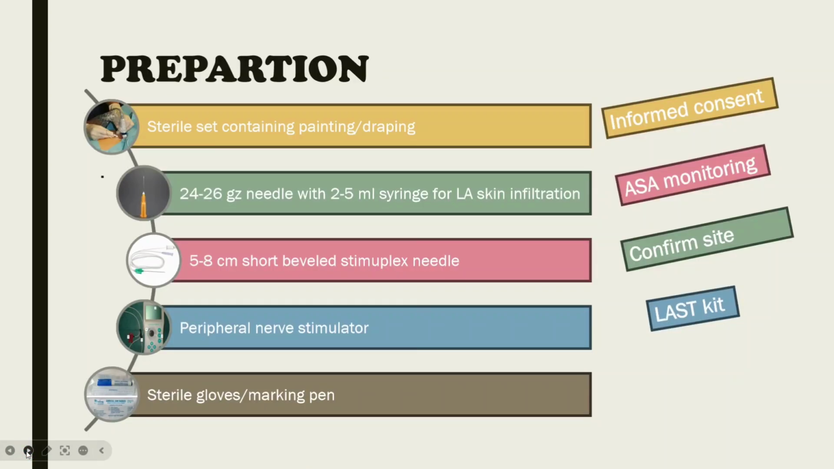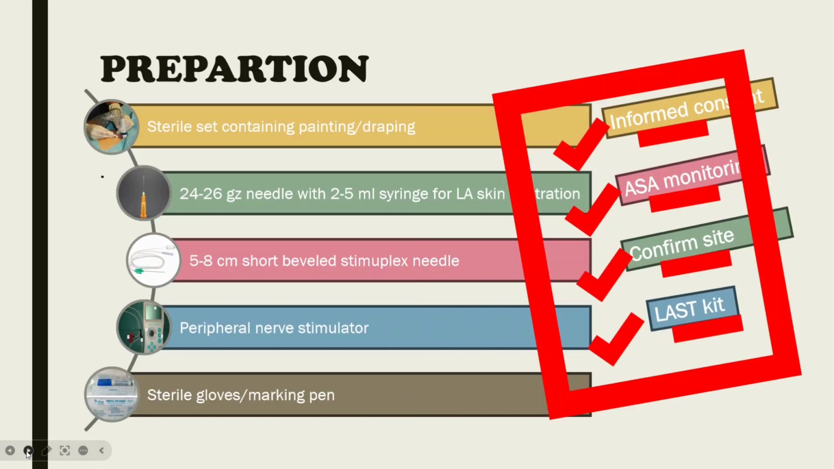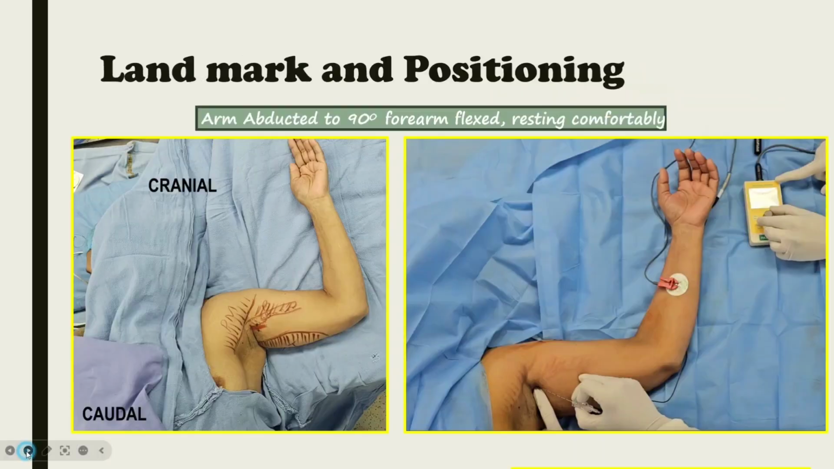You need a very small gauge needle for the local skin infiltration. You can take a 5 to 8 centimeter short beveled Stimuplex needle for this. You also need a peripheral nerve stimulator, sterile gloves and a marking pen. Sometimes you have to mark the area. But make sure of informed consent, ASA monitoring, confirm the site of the block, and the last kit is very important.